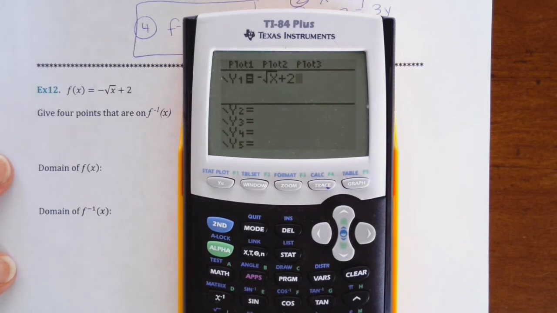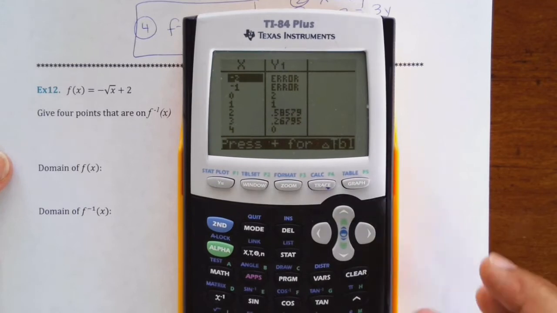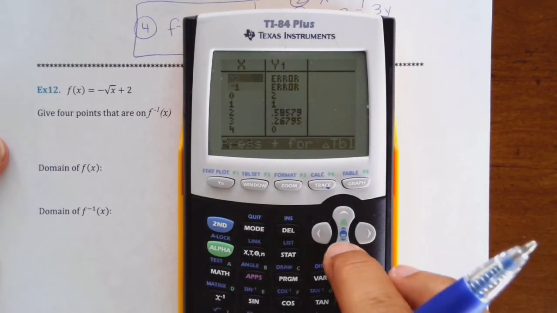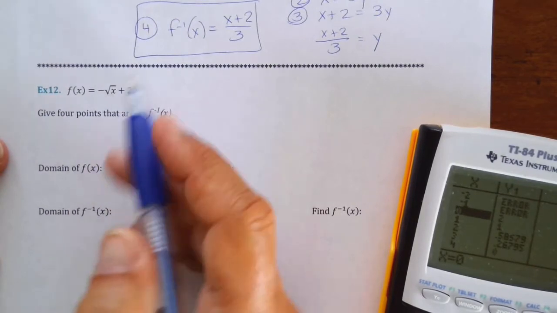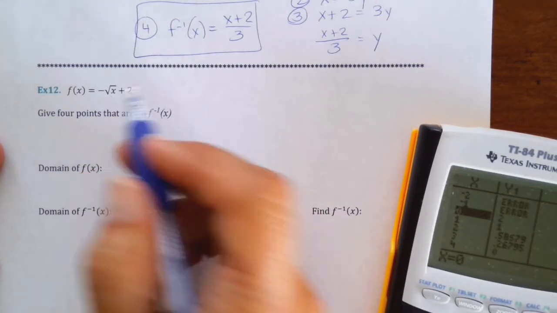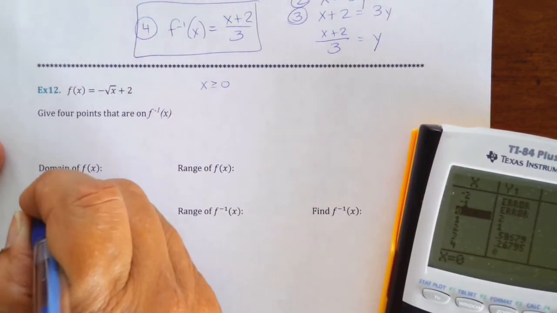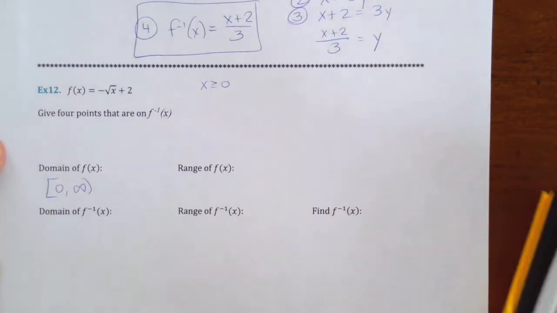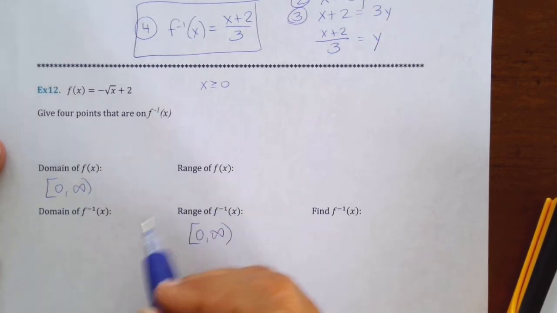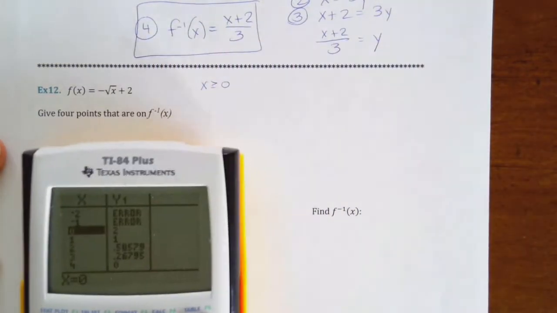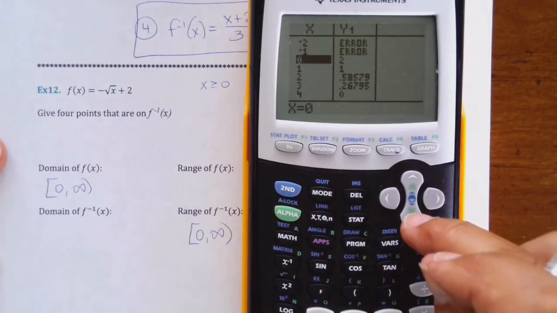Okay. Now to go to your table, remember it's second graph. Now remember, our domain: what's under the radical has to be greater than or equal to 0. So x has to be greater than or equal to 0. So our domain is from 0 to infinity, which again is the range of the inverse. So I know that I have to pick numbers greater than or equal to 0.